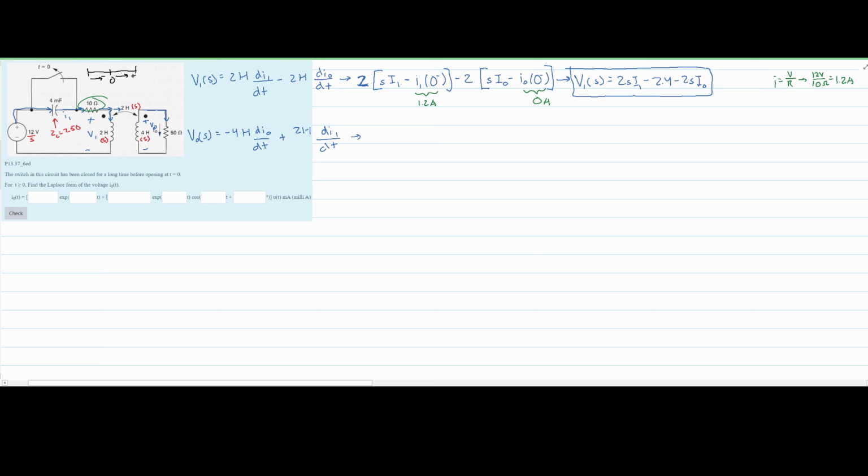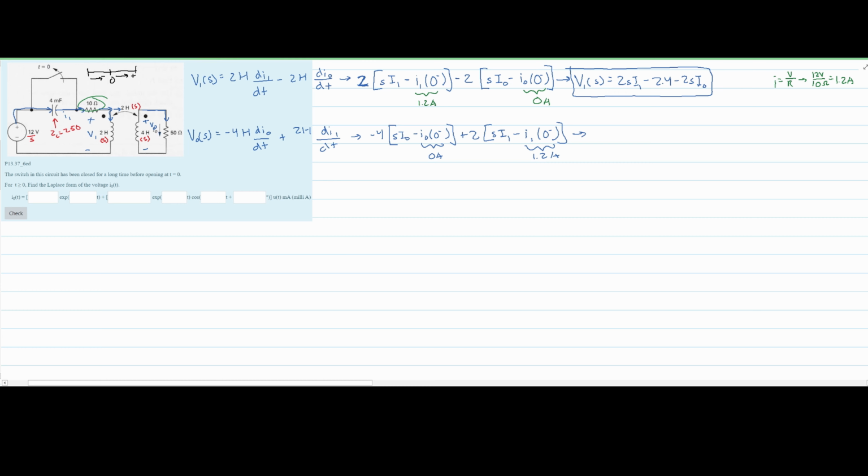So when we write this, we are going to have a negative 4, and then inside of here, we're basically writing the same thing as we had up here. So we're going to have S I naught minus our I naught at 0 as it is being approached, and we know that this is 0 amps. And then we have a plus 2, and inside of here we have S I1 minus I1 at 0. And we know that this is 1.2 amps.